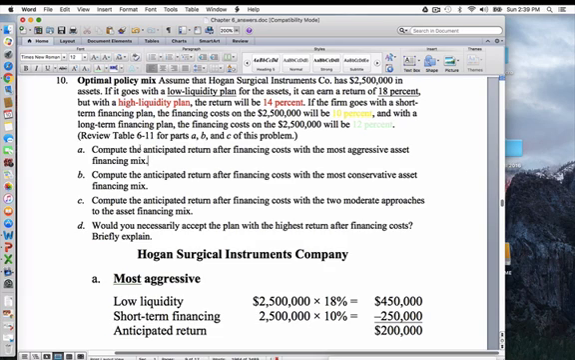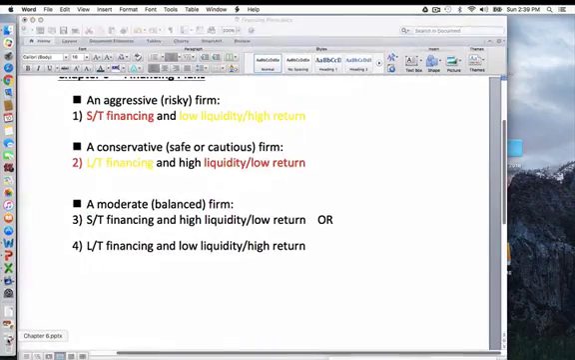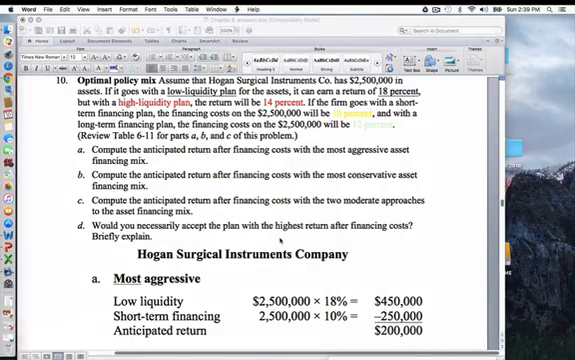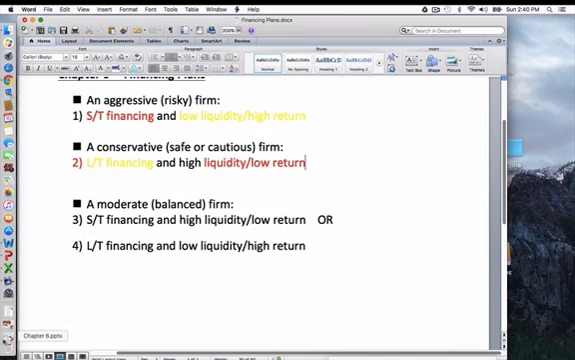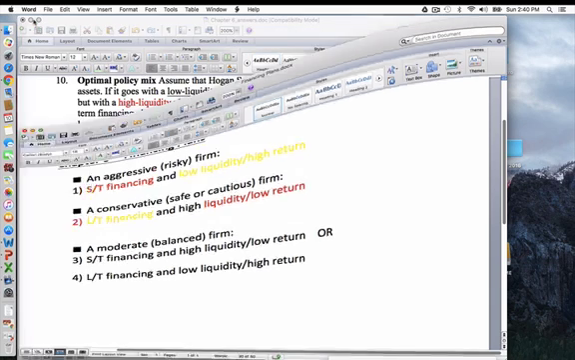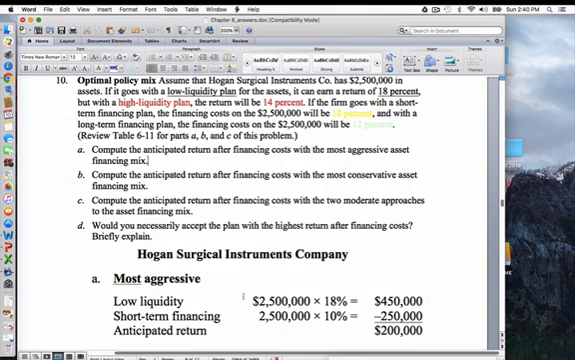So using this table that's in the PowerPoint, which is really that financing plan that I showed you over here, let's try to answer these questions. Compute the anticipated return after financing costs with the most aggressive financing mix. Which one is the most aggressive? The most aggressive is the one in which you have short-term financing and low liquidity, high return. So low liquidity means I'm going to invest more aggressively to go for more return, which is 18% over here.